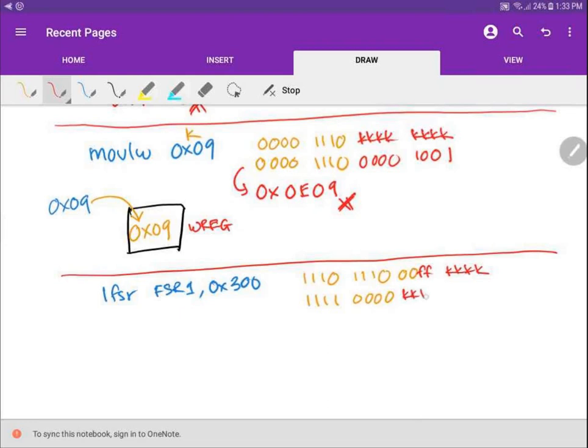So this is F. This is the W. This is F. This is K. Now, if you notice that the F has only 2 bits, right? Because you only have 3 FSR, right? So we just need to select. And currently we are selecting which FSR? FSR1. So what should be the value of FF? 0, 1.